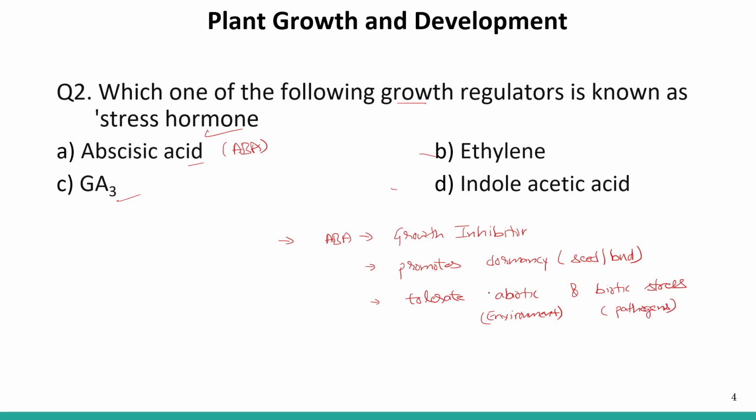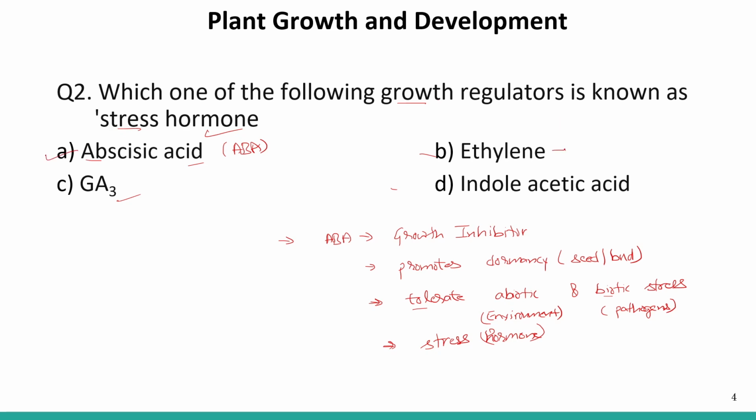So these abiotic and biotic stresses, ABA helps to tolerate them. That's why ABA is also known as the stress hormone. It is produced during the stress. So option A is abscisic acid, and they are asking in the question about the stress hormone, so option A should be the correct answer.